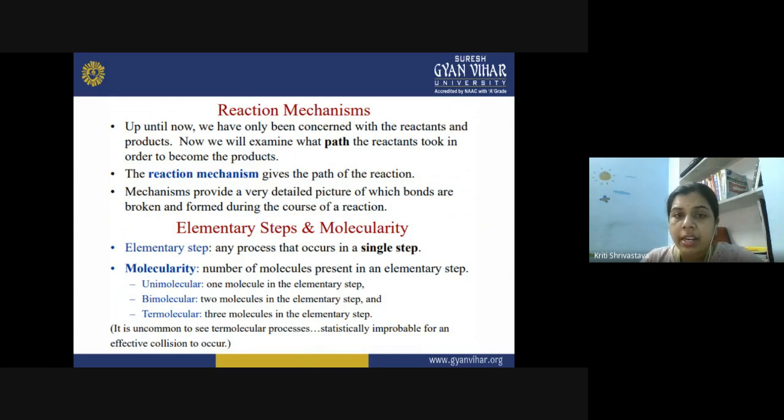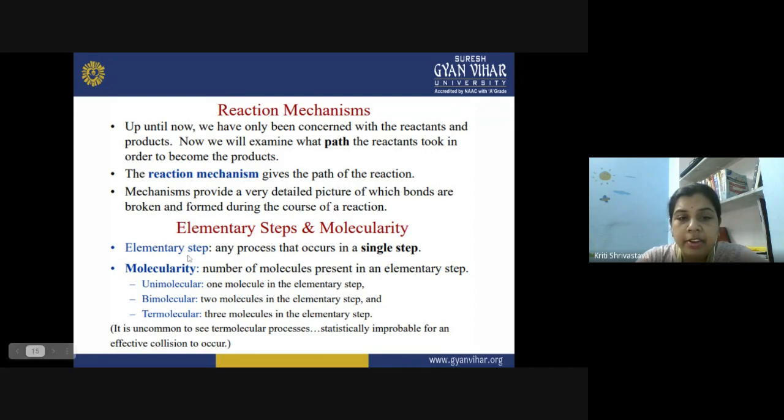In the different types of reactions, till now we have seen only how the concentrations are getting changed, but now we will also examine the path of that chemical transformation, how the reactants are getting converted into product. So the reaction mechanism gives us the path of the reaction. This mechanism provides a very detailed picture of which bonds are broken and formed during the course of a reaction.